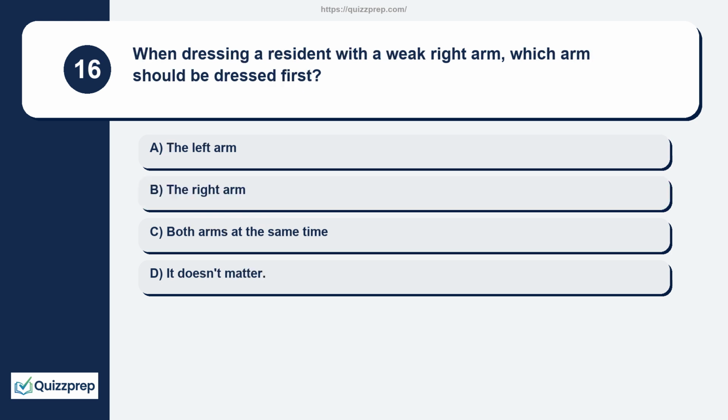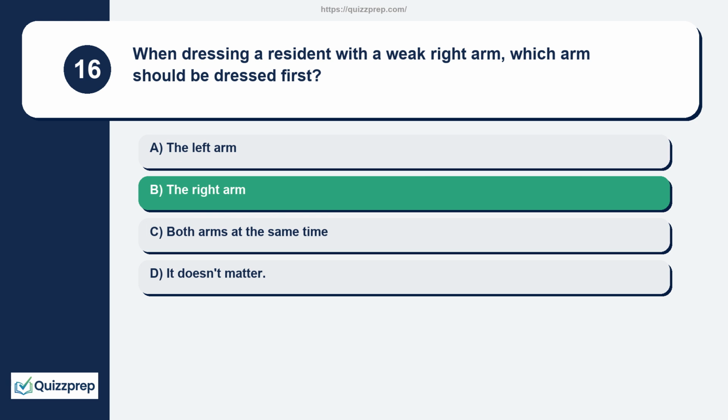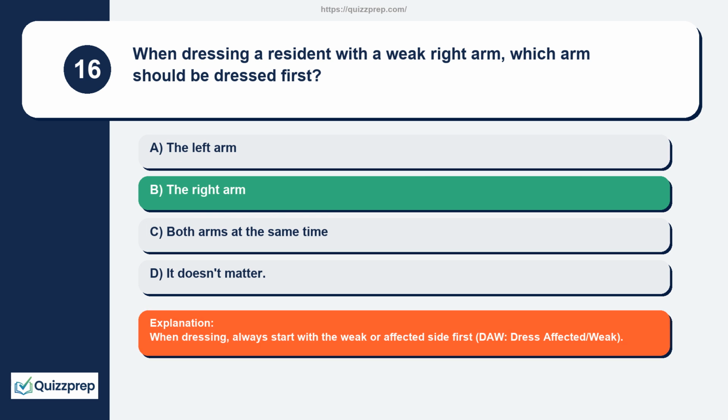Question 16. When dressing a resident with a weak right arm, which arm should be dressed first? The left arm, the right arm, both arms at the same time. It doesn't matter. When dressing, always start with the weak or affected side first. Dress affected or weak side first.